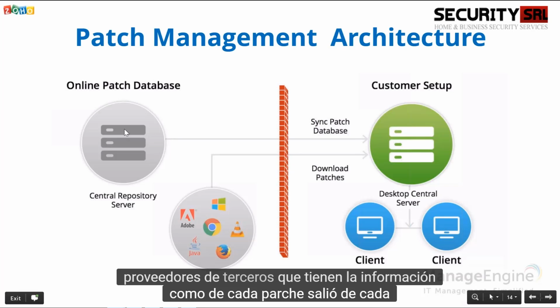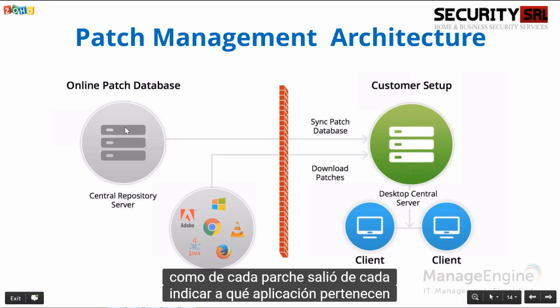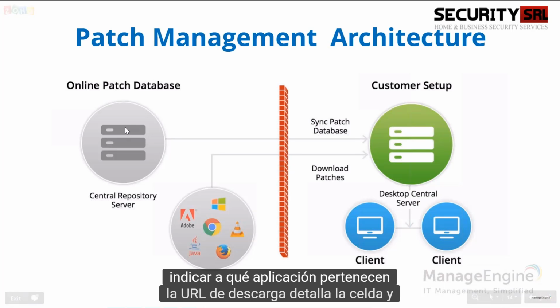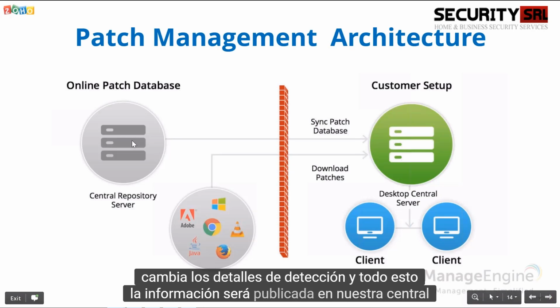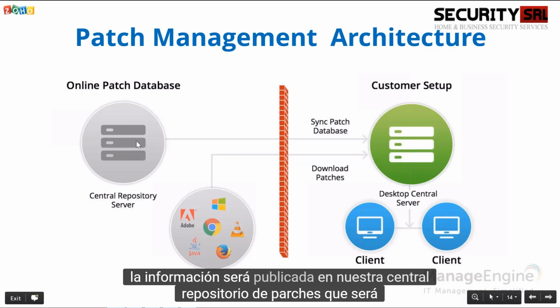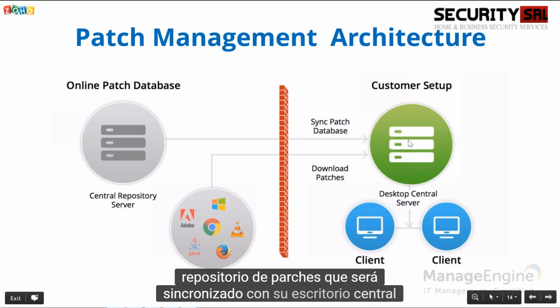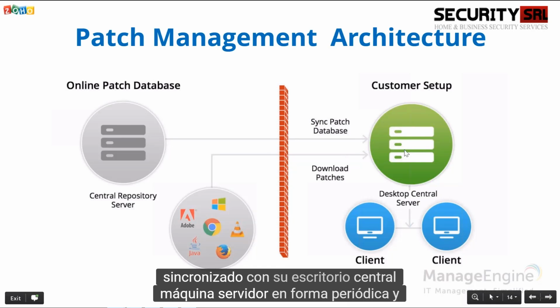whenever any patches are released by Microsoft or the third-party vendors. They'll have info like which patch came out on which date, what application they belong to, the download URL details, the silent switches and detection details, and all this info will be published in our central patch repository, which will be synchronized with your DesktopCentral server machine on a periodic basis.